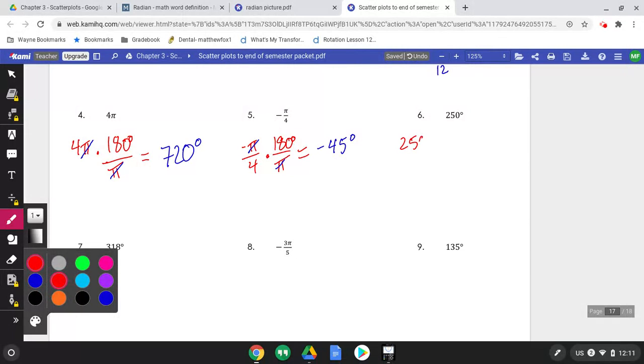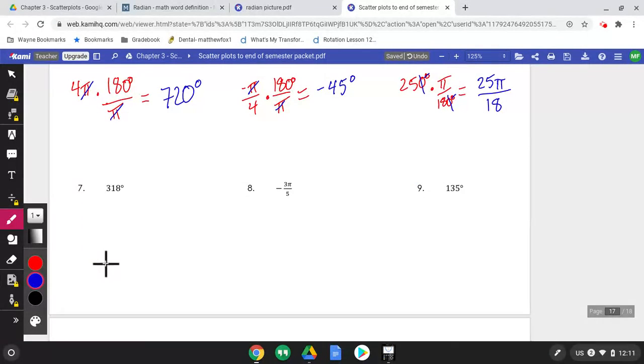All right, as we look at this next one, 250 degrees. So 250 degrees, we need the pi over 180 degrees. So we know degrees need to cancel. So degrees cancel. I'm going to get rid of the 18 and the 0 and the 0 there. So I think that's easier. Both are divisible by 10. 25 and 18, there's nothing we can do. So 25 pi over 18.